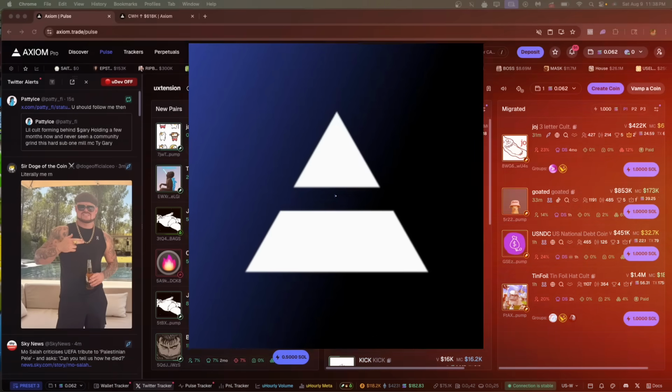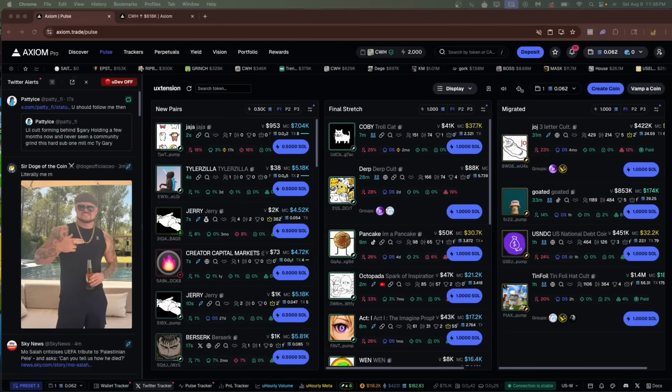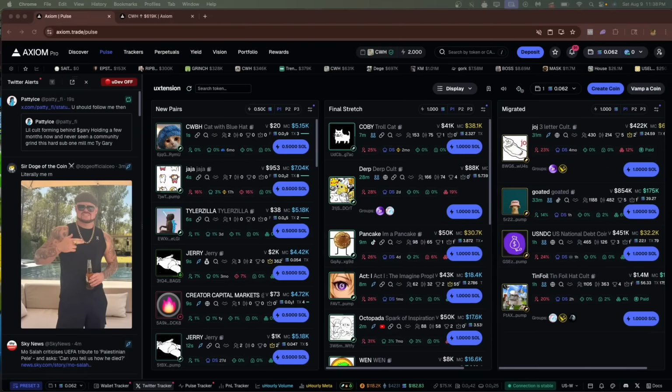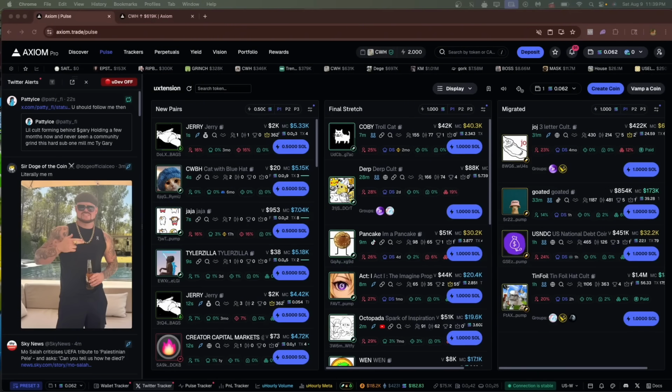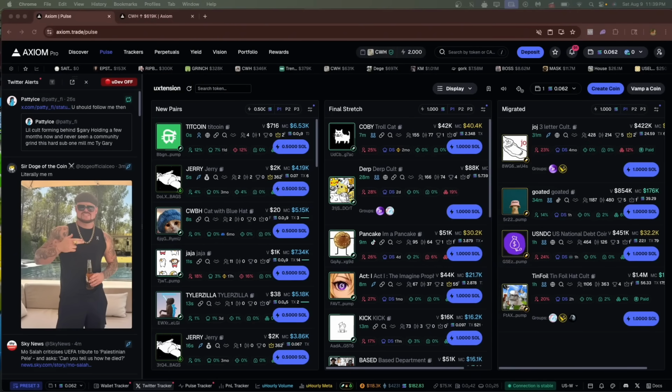But without any further ado, let's get started. So what are we looking for in coins? Well, firstly, we want to filter out the coins that are not going to do well, right? There's a lot of scam coins. 99% of these are rugs or scams. So we want to filter these out so that we're actually seeing good coins that have potential, all right?